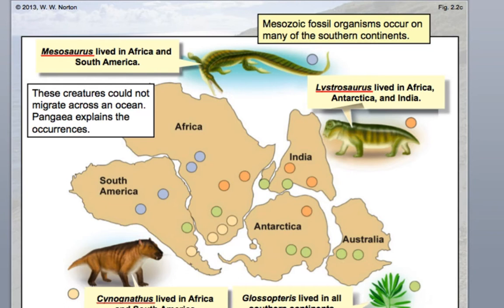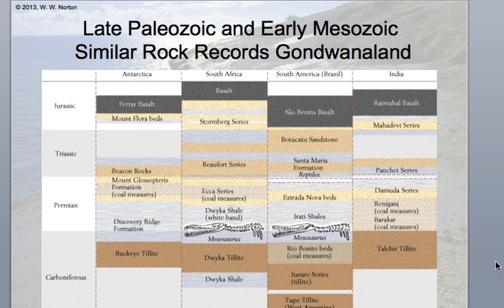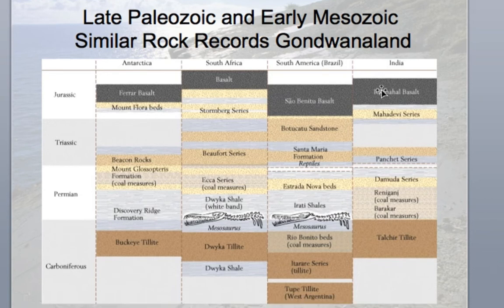Now, as we go along here, the other one were these fossils, right? We've talked about Lystrosaurus and the Mesosaur and the Cynognathus, and then we see the zones for the seed fern and Glossopteris here. Now, the rock records: late Paleozoic and early Mesozoic have similar rock records on Gondwana land. So this is across ocean basins.